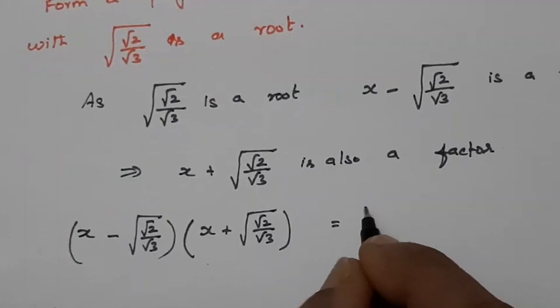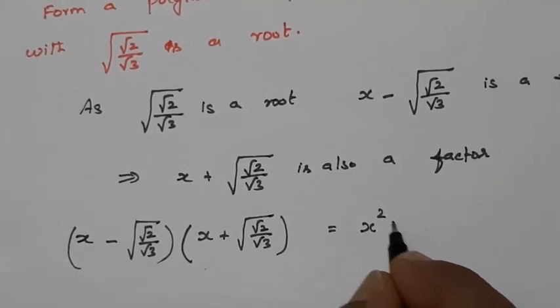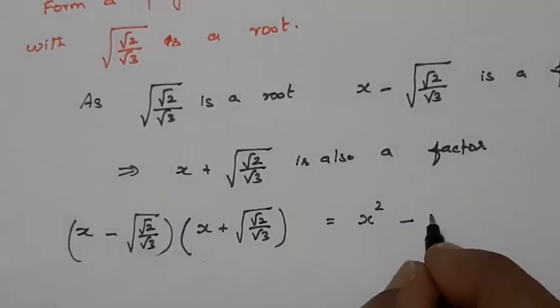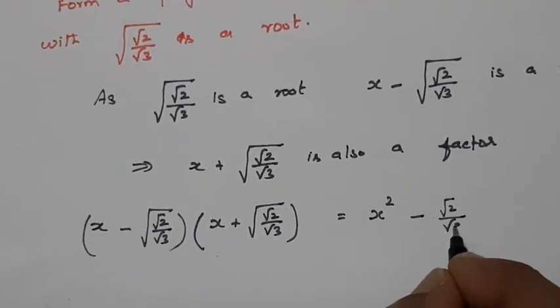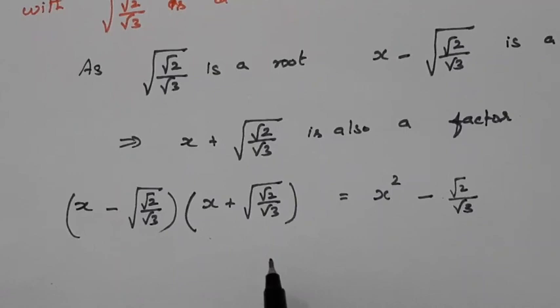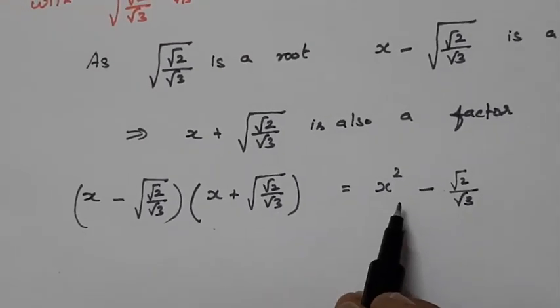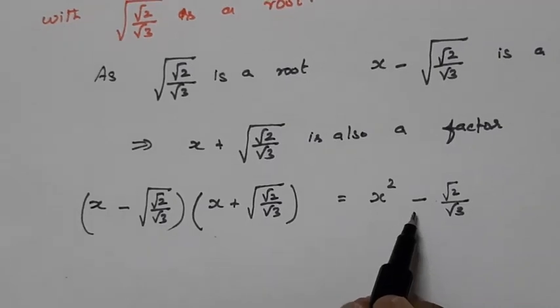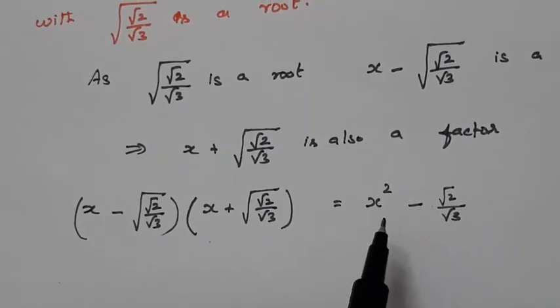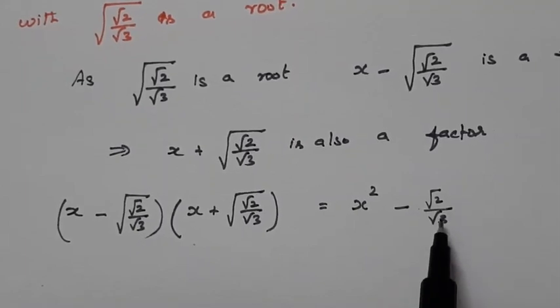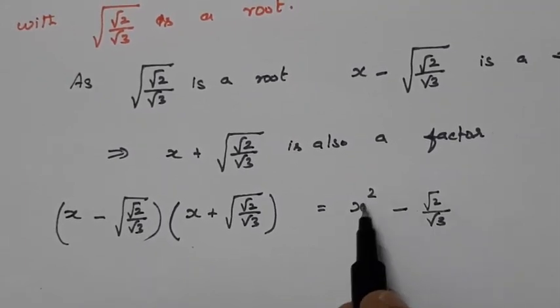So it will be equal to a squared minus b squared, that is x squared minus root of root 2 by root 3 the whole square, which means simply we have root 2 by root 3. Okay. But still it is not the required equation. Even though it is a quadratic equation, it is not the required equation with integer coefficients. So here the constant term is irrational. So again you have to remove this.